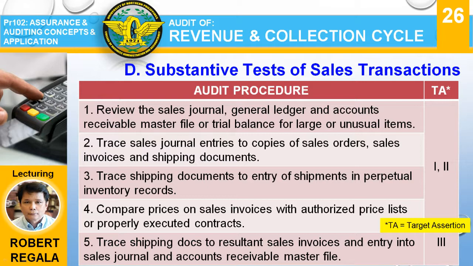Other procedures may include A. Trace from the entry removing the goods from inventory to the perpetual inventory record. B. Examine the cash receipts in payment for the sale. And C. Confirm the existence of individual transactions with the customers.